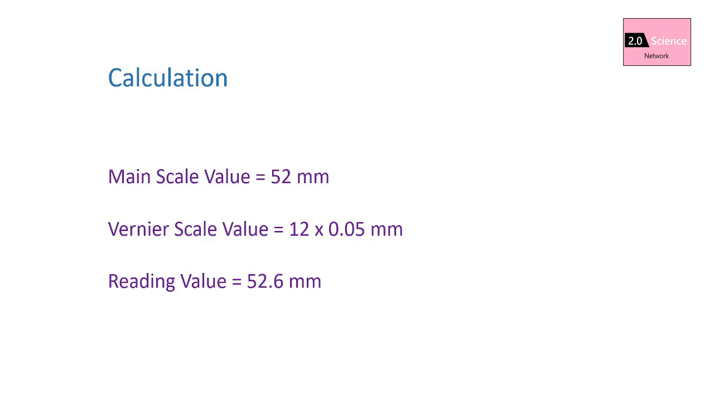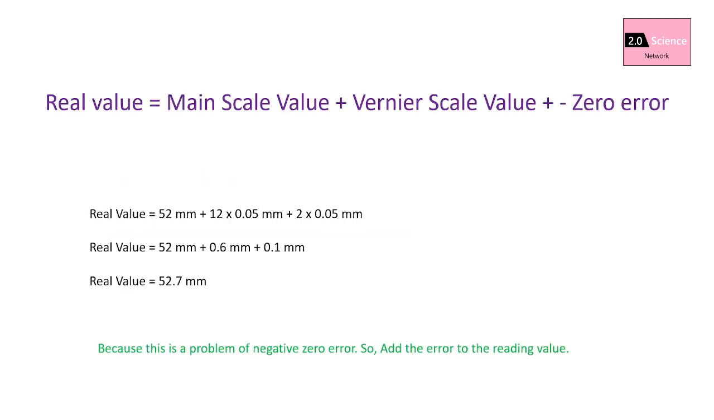After the correction, the real value is 52.7 millimeters, because this is a problem of negative zero error. For correction, add the error to the reading value.